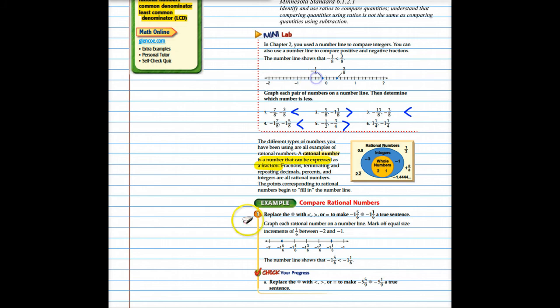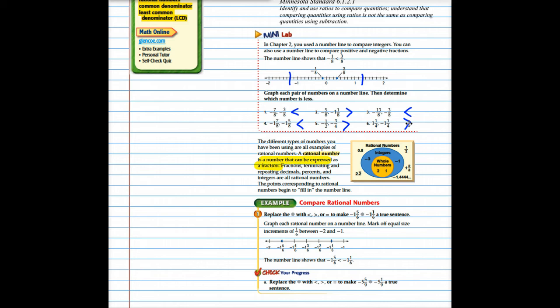Then our last two. 1 1/4 would be 1 2/8 right here. Negative 1 1/4 would be negative 1 2/8, which would be right here. Clearly negative 1 1/4 is to the right on the number line, greater than negative 1 1/4. The different types of numbers you have been using are all examples of rational numbers.